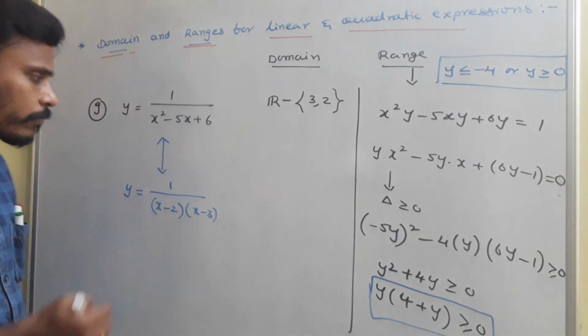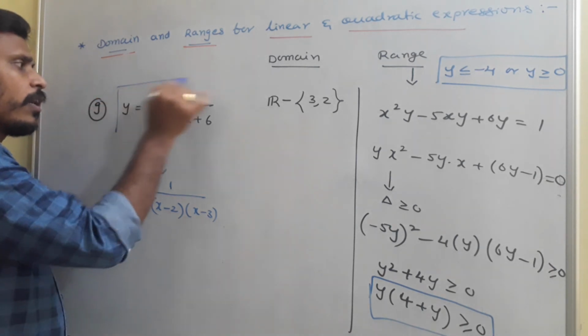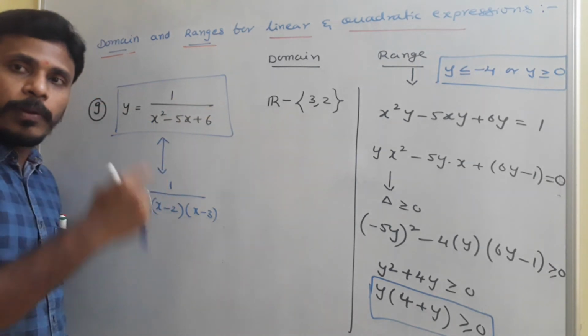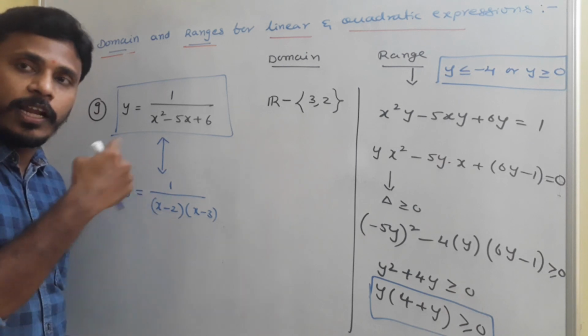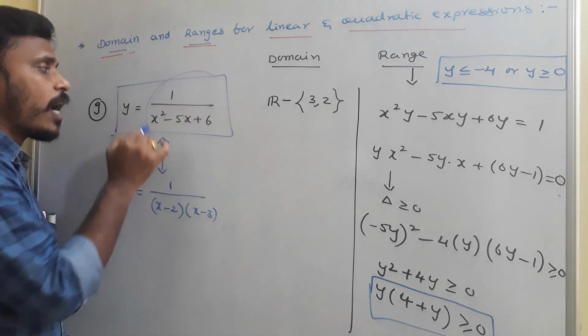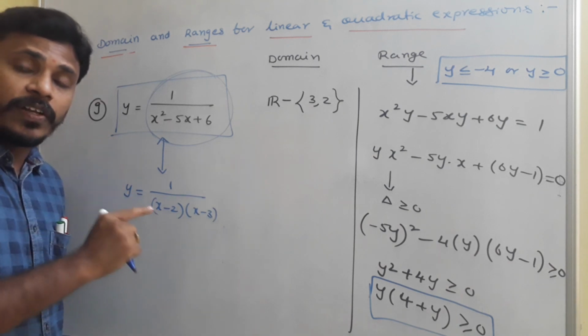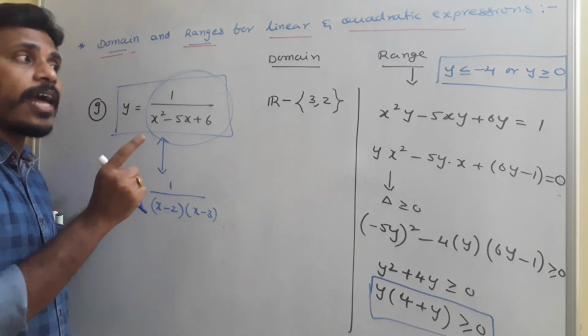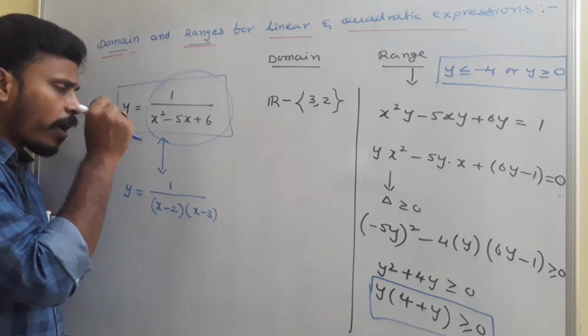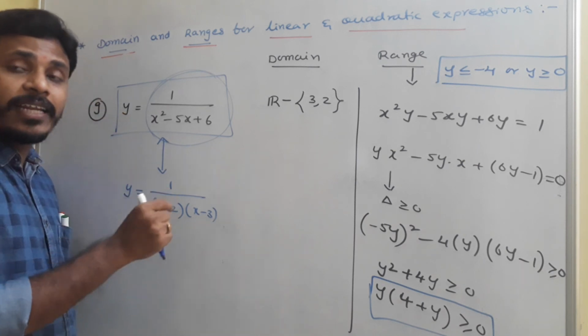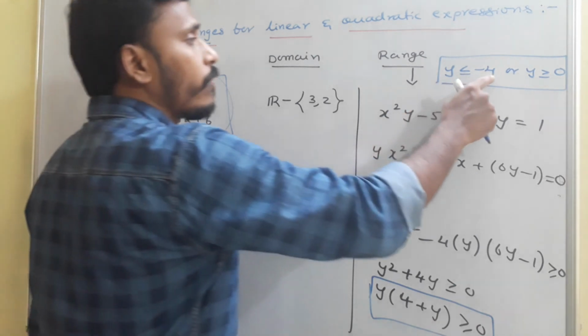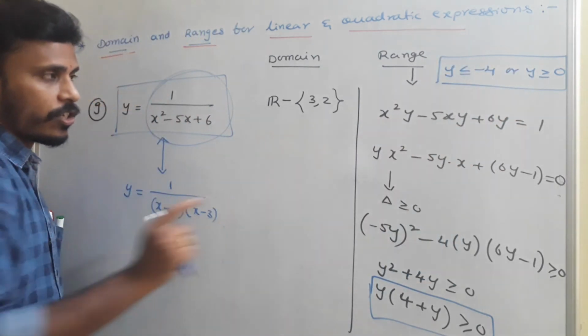That means in this expression, in the place of x you just replace different real numbers. Always the answers of this 1 by x square minus 5x plus 6 are either greater than or equal to 0 or less than or equal to minus 4. For any value of x you won't get a y value which is in between minus 4 and 0. That's the discussion actually.